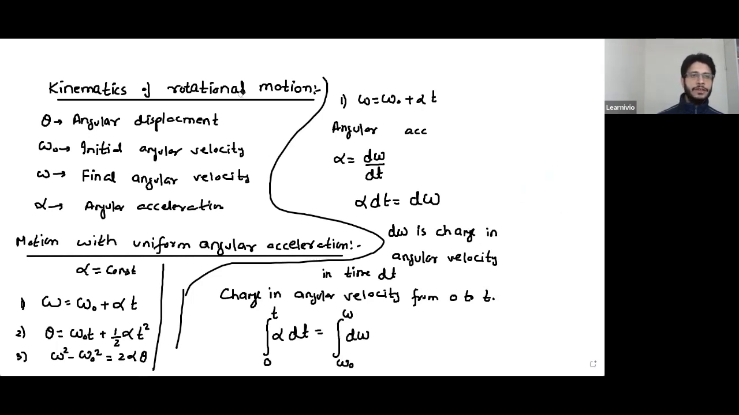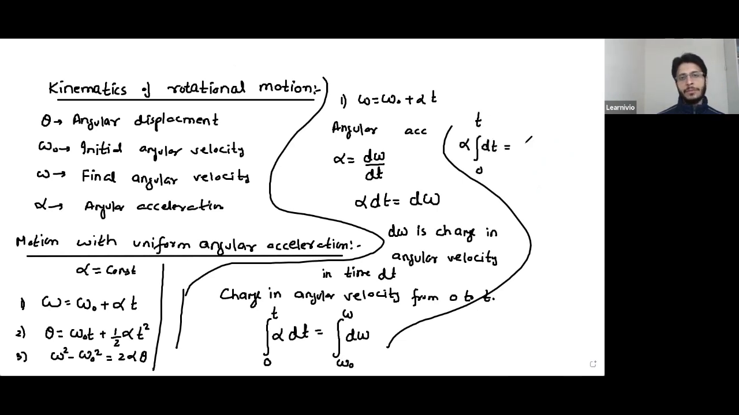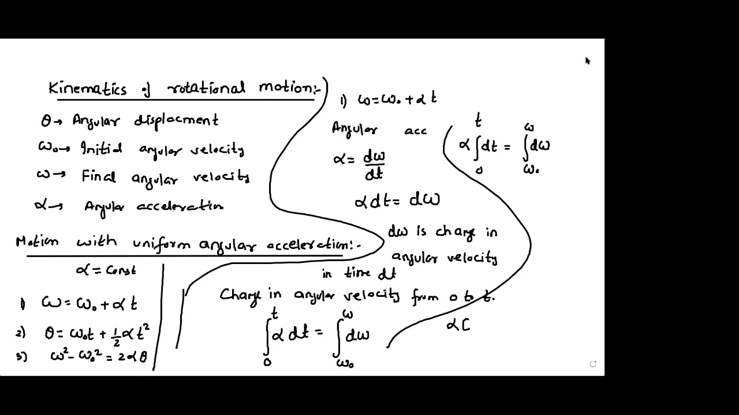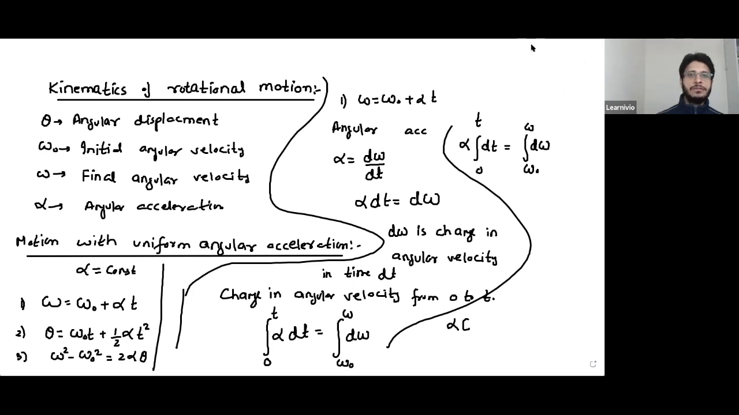See here, alpha is constant. You can take this alpha outside the integral sign. This is integral of dt from 0 to t, and this is integral of d omega from omega naught to omega. Sania, what is the integral of dt? Integral of dt is t.